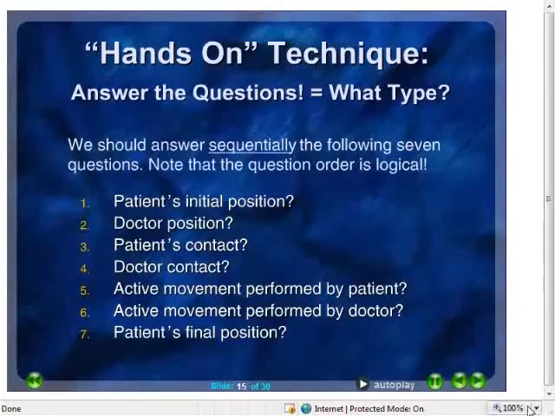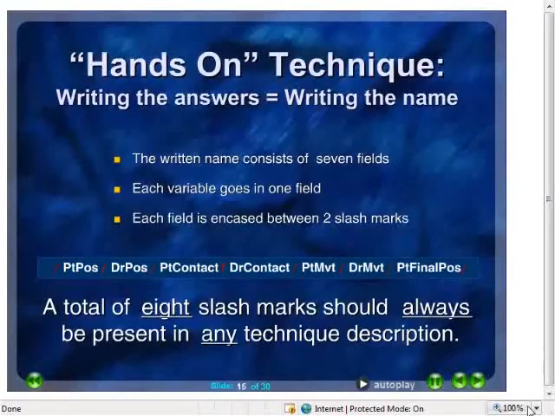Note that the question order is logical: the patient's initial position, the doctor's position, the patient's contact, the doctor's contact, the active movement performed by the patient, the active movement performed by the doctor, and finally the patient's final position. The written name consists of 7 fields. Each variable goes in one field. Each field is encased between 2 slash marks. A total of 8 slash marks should always be present in any technique description.